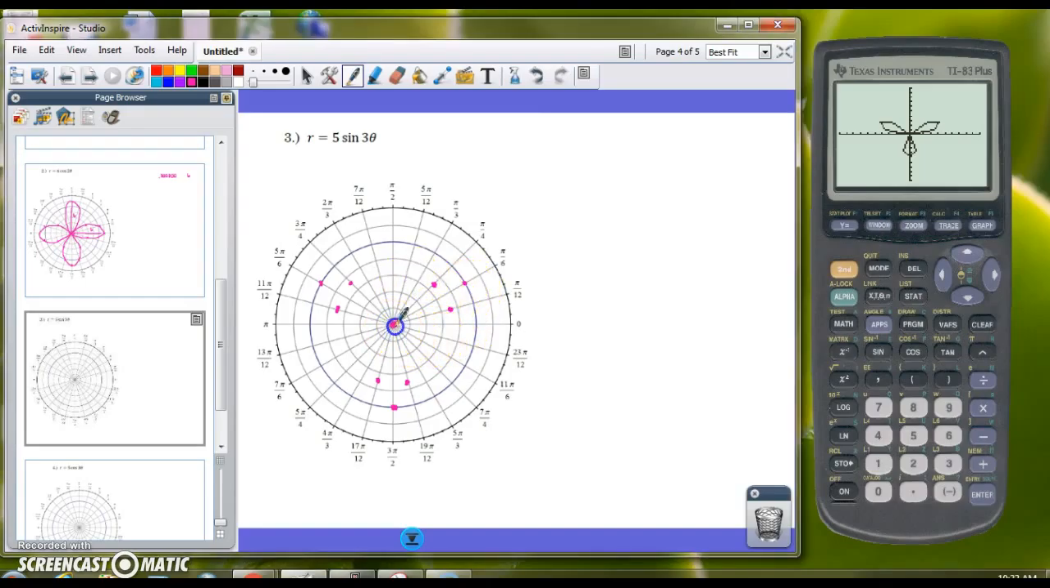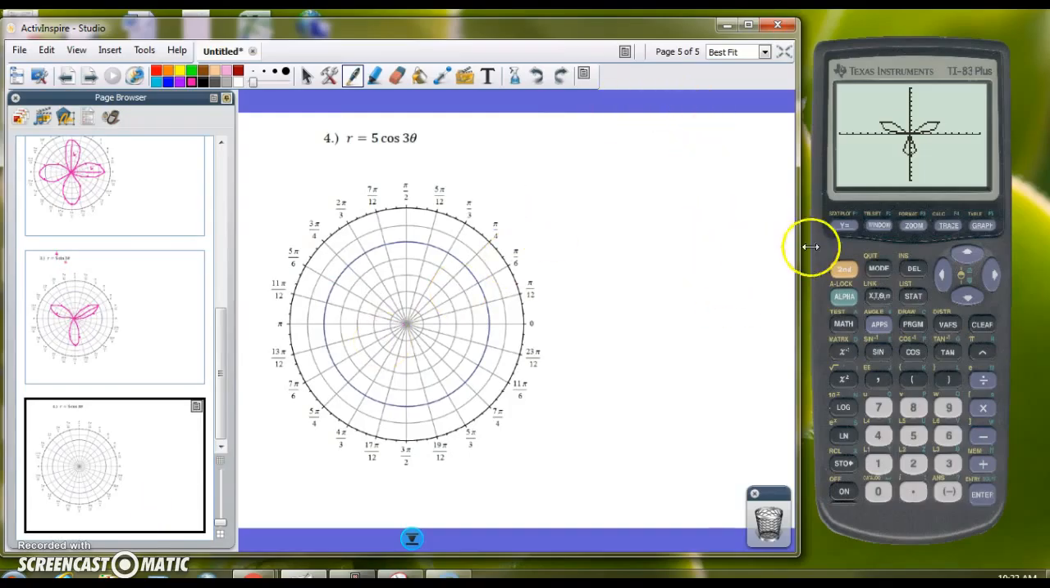Okay, so if we were to go ahead and graph that, we end up with a graph that looks like that. That's 5 sine of 3 theta. Again, n is odd, so I have that many petals, so I have 3 petals here, and the length of my petal is 5. That's my A value.